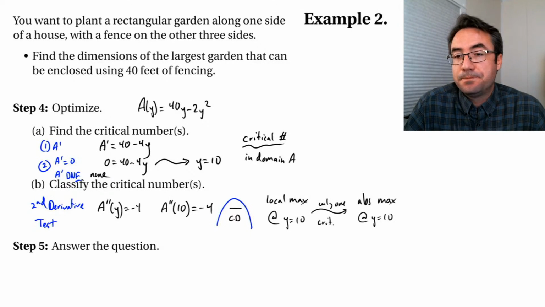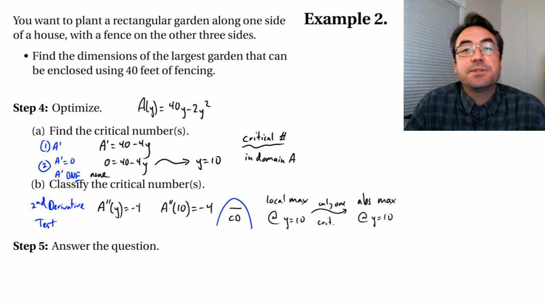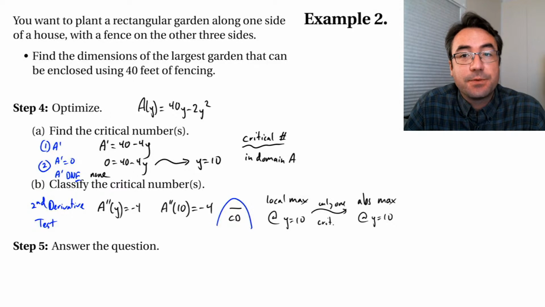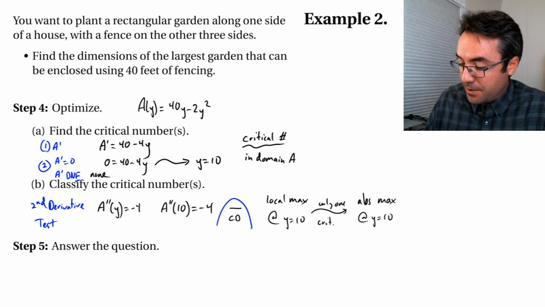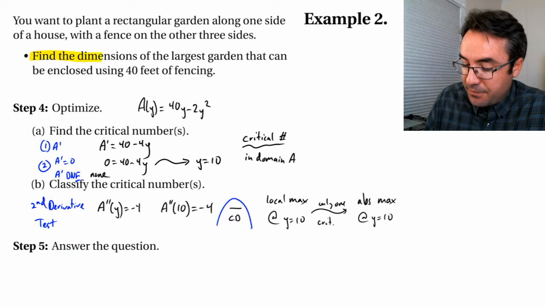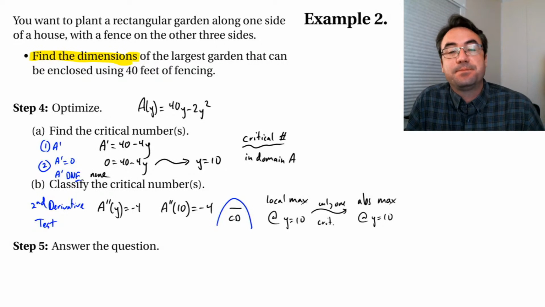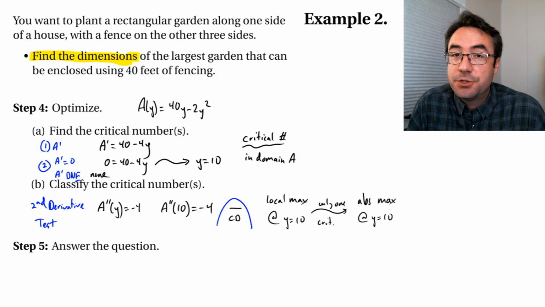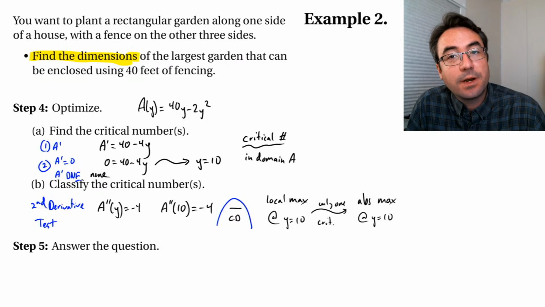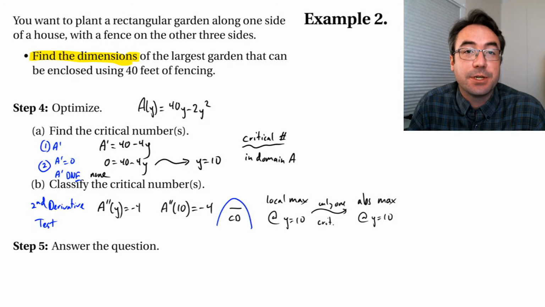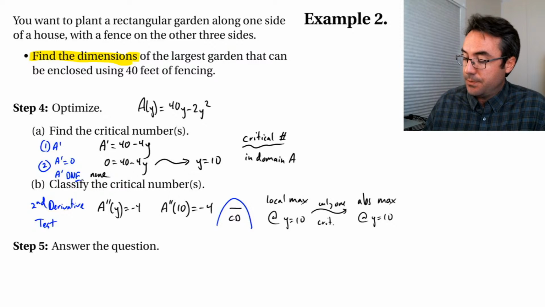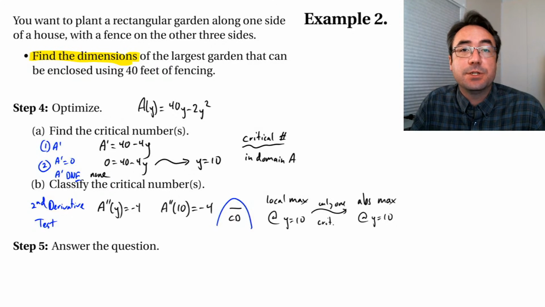All right, so that just about does it. The last thing we want to do is make sure we answer the question. So what it's asking for ultimately is we want to find the dimensions. So there's two dimensions of a rectangle. We found one of them. We have to figure out the other dimension. So we just want to make sure we're answering the question here.